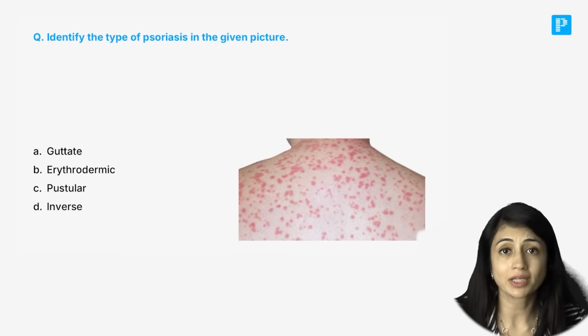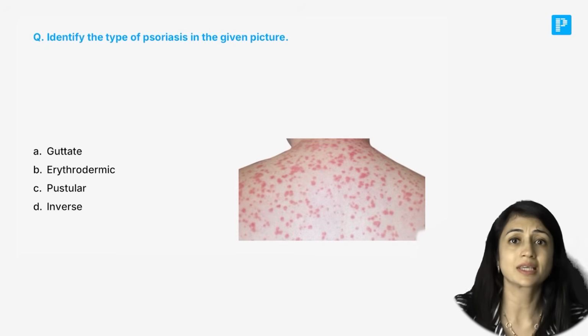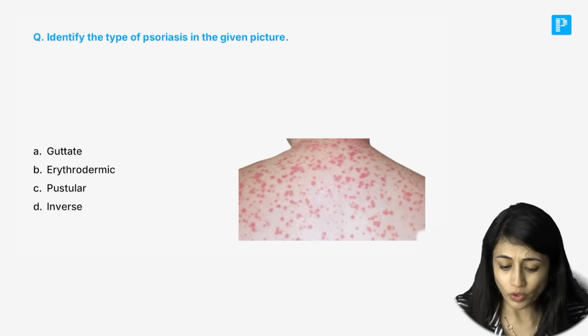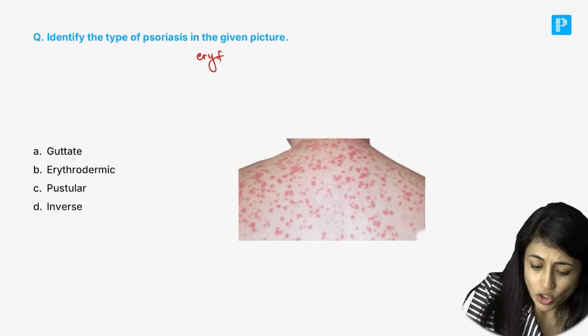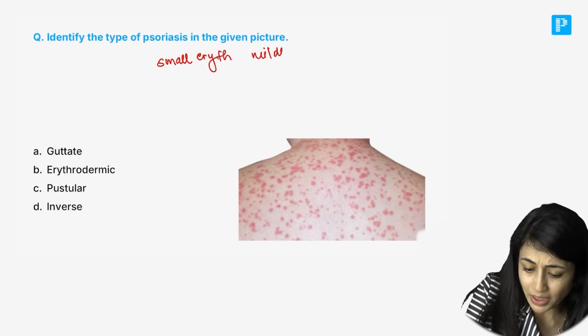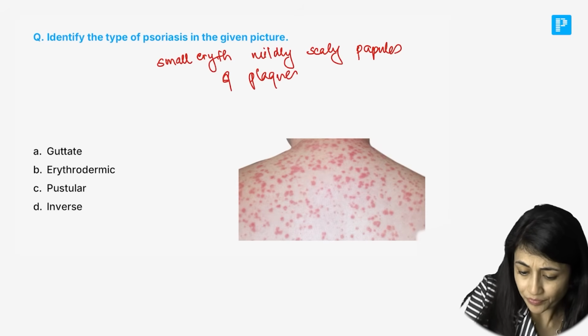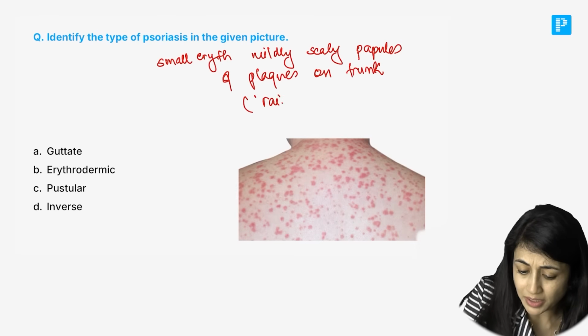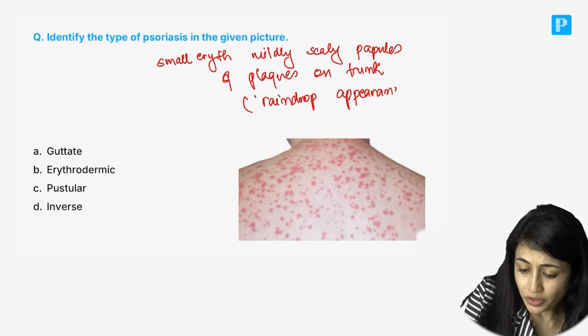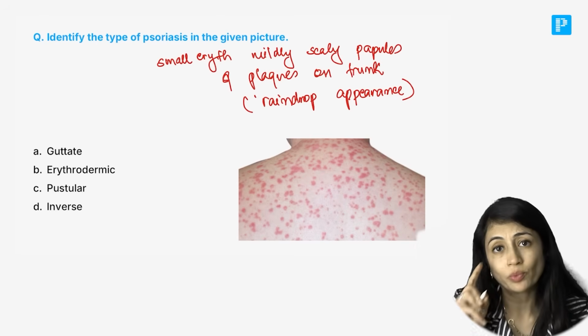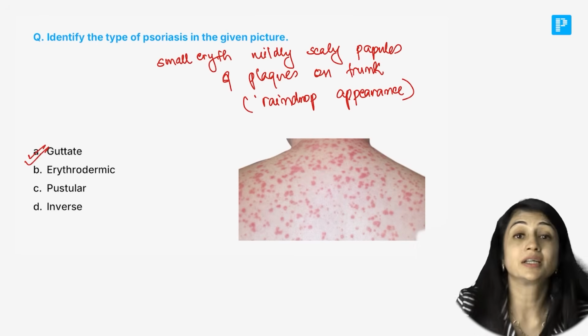Identify the type of psoriasis given in the picture. Now we know psoriasis has different morphological forms. So if I look at the picture, what am I seeing? I am seeing small erythematous, mildly scaly or non-scaly papules and plaques on the trunk. And if I look at it closely, it is giving a characteristic raindrop appearance, right? So this description fits only one type of psoriasis, which is guttate psoriasis.